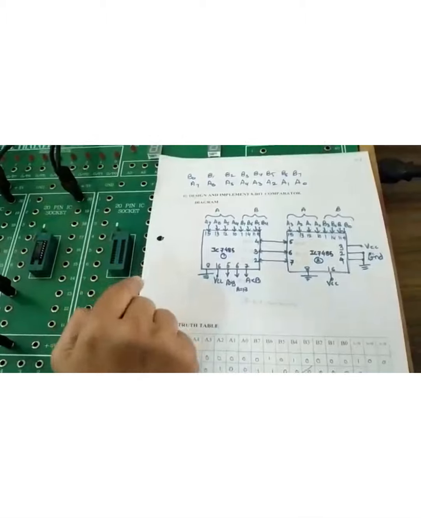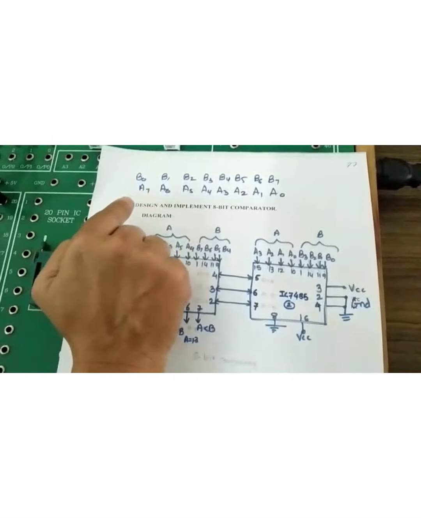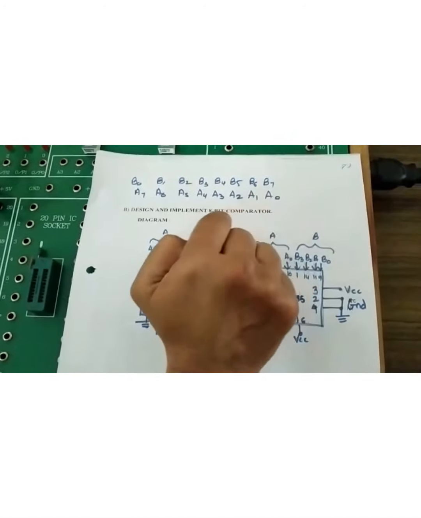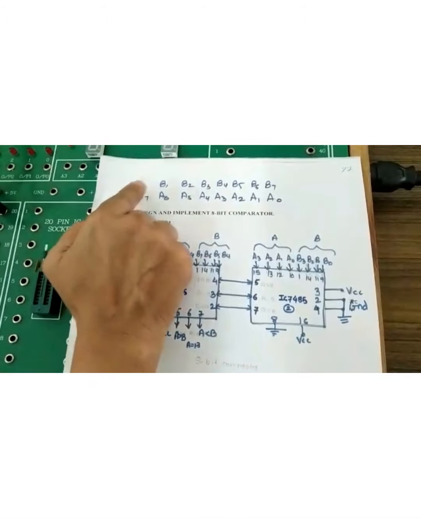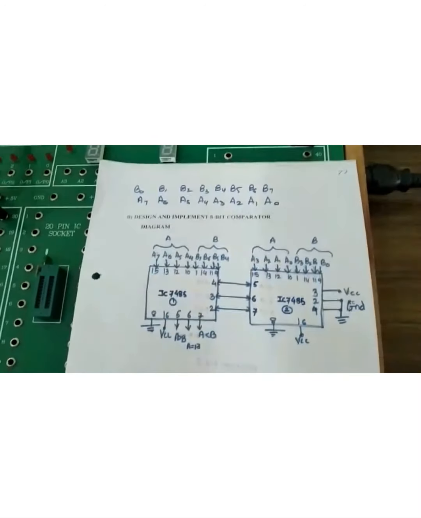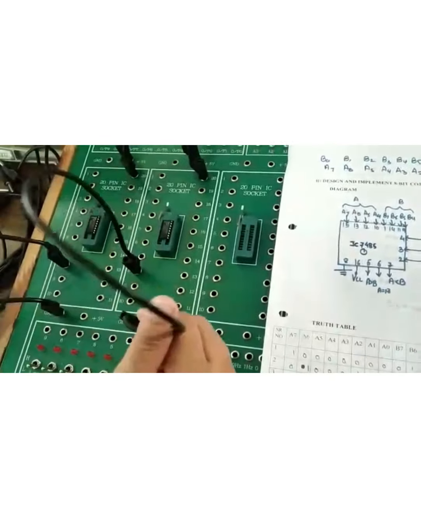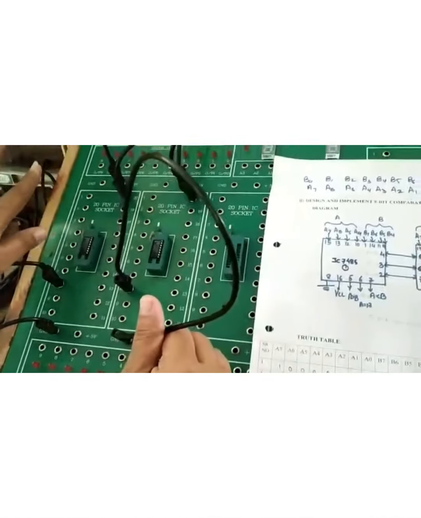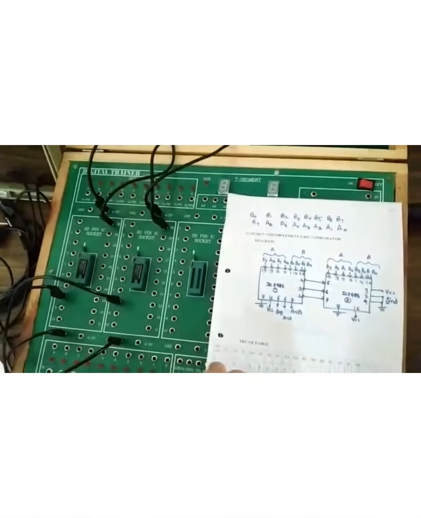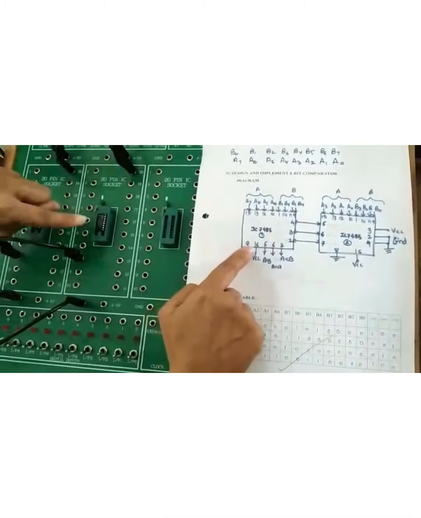So what I am doing here is overlapping the connections. A7, A6, A5, A4, A3, A2, A1, A0: on those I am going to overlap B0, B1, B2, B3, B4, B5, B6 and B7. Here I am connecting the two comparators, and VCC and ground are already connected for both the ICs. Now we will do the connection. Pin number 15 of the first, this is my first IC and this is the second IC.